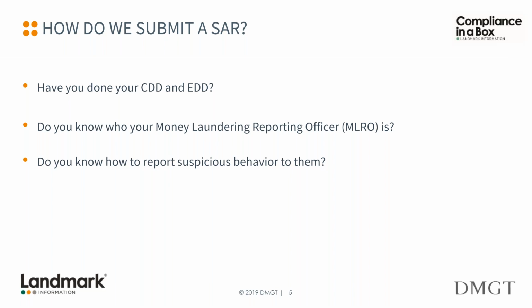The money laundering reporting officer must then decide whether to make a suspicious activity report based on the information that you have given them. If they decide not to, they must make a note of why that is. If you do decide to submit a suspicious activity report, the most effective way to do so is online via the National Crime Agency website.